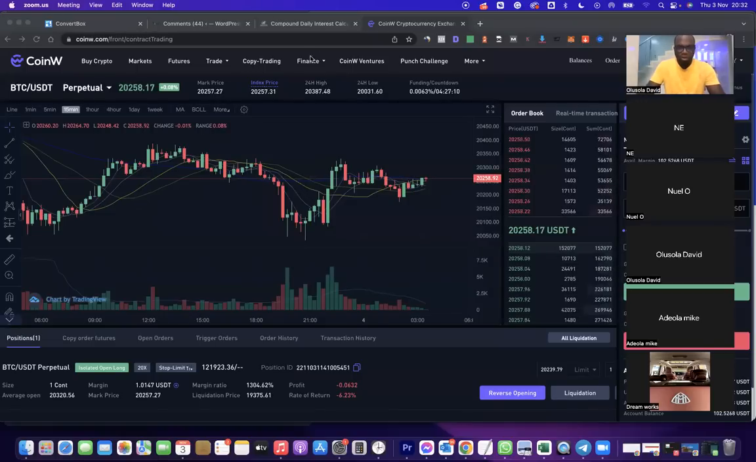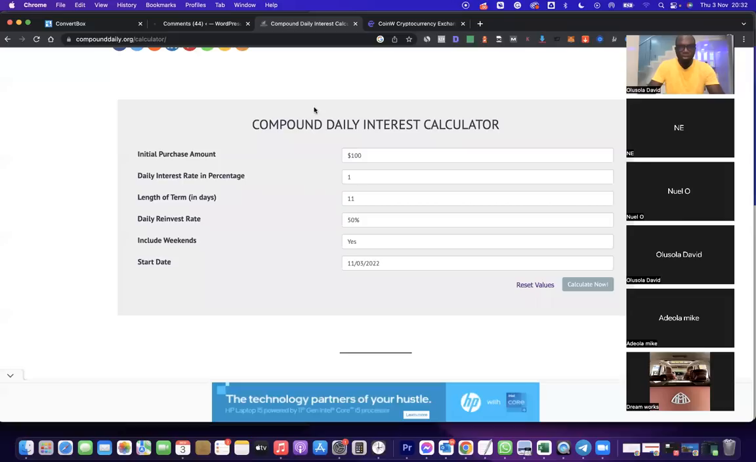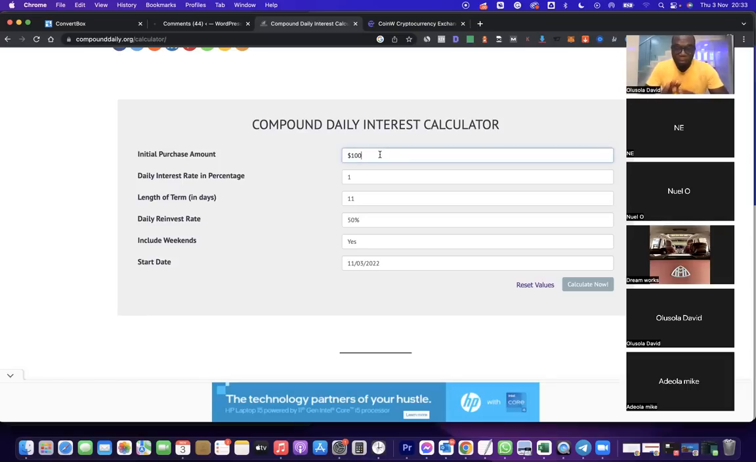Okay, good. All right. So this is what we're going to be using. This compound daily interest calculator. This is what's going to show you how much you're going to be making depending on your portfolio. So if you are starting with $100, if you are starting with $20, if you are starting with $50, irrespective of the amount you're starting with, after the 90 days challenge, I can guarantee you that you're going to be making millions from this. All right, so let's start with $100.